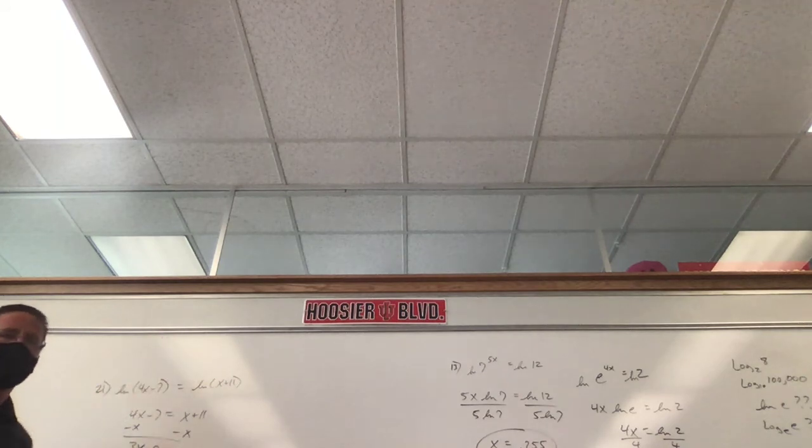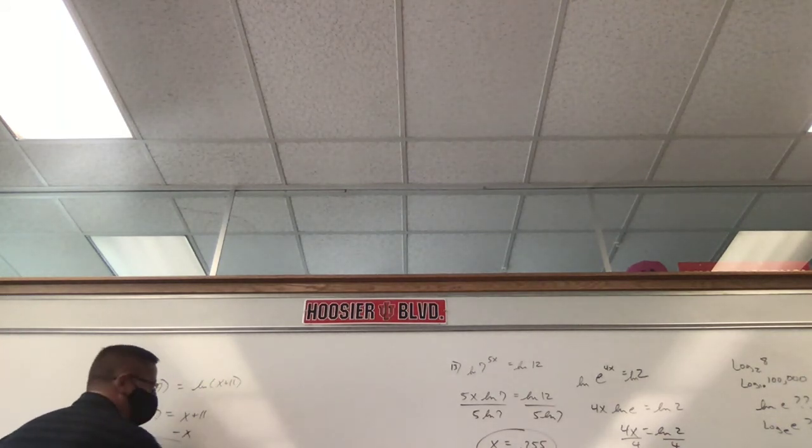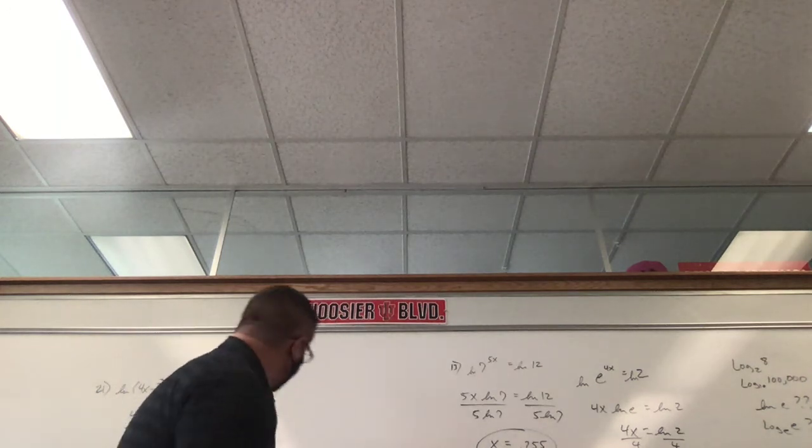Let's just say we did all our work, and we got an answer of x equals negative 10. 4 times negative 10 is negative 40. Negative 40 minus 7 is negative 47. What's the log of negative 47? You can't, okay?